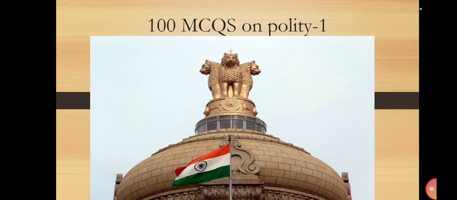Question number 66. Which among the following are the features of a federal state? Answer: the powers of the central and the state government are clearly laid down. Question number 67. Which among the following pairs of level of government and legislative power is not correctly matched? Answer: local government, statutory power. This is not correctly matched.